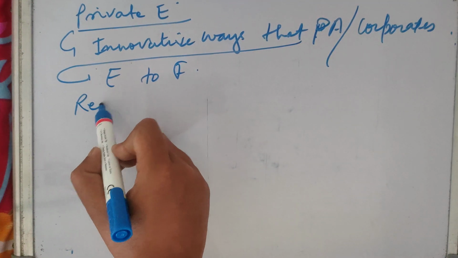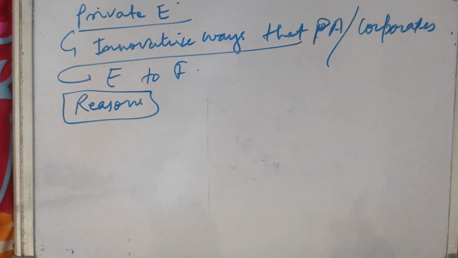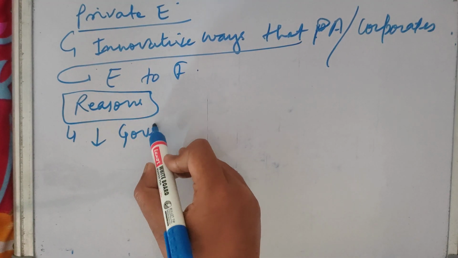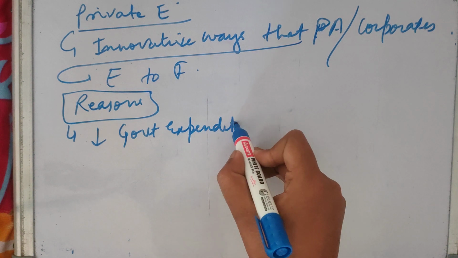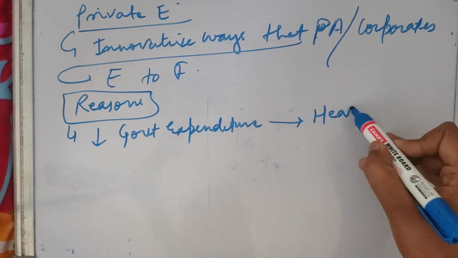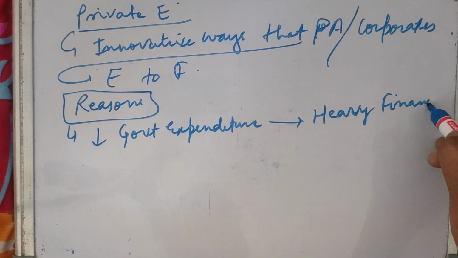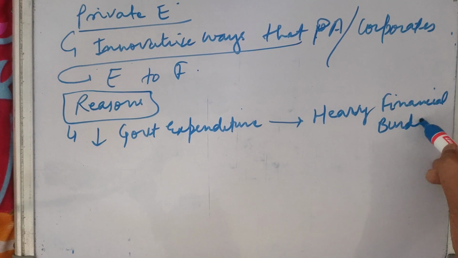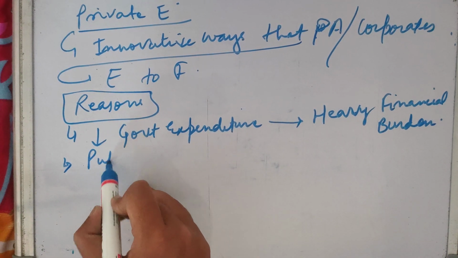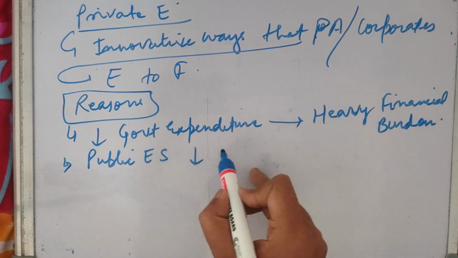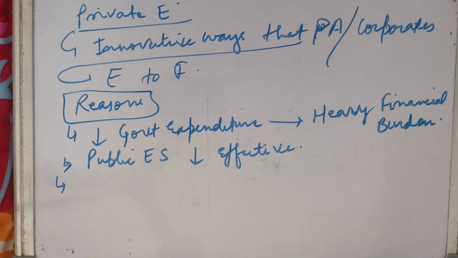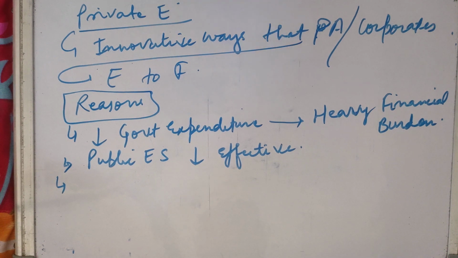So why do we need private extension? If we have government extension, then why do we need private extension? First of all, there is a declining trend in government expenditure, due to the heavy financial burden on government regarding extension. It is often said that public extension services are less effective as compared to private services, as public officers do not have proper motivation. It is seen at various times. There is corruption, everything.